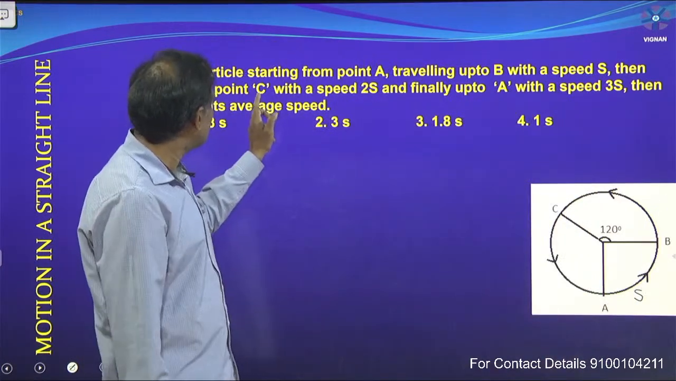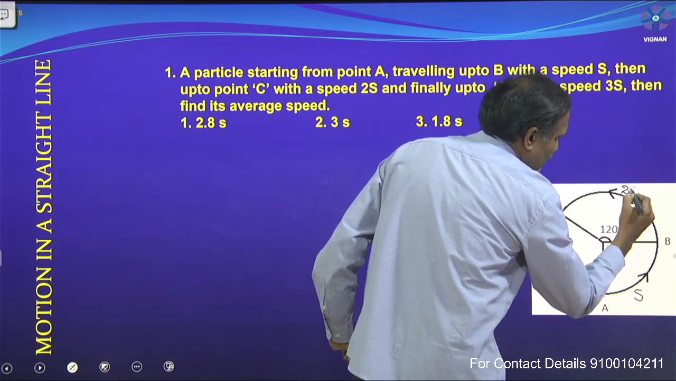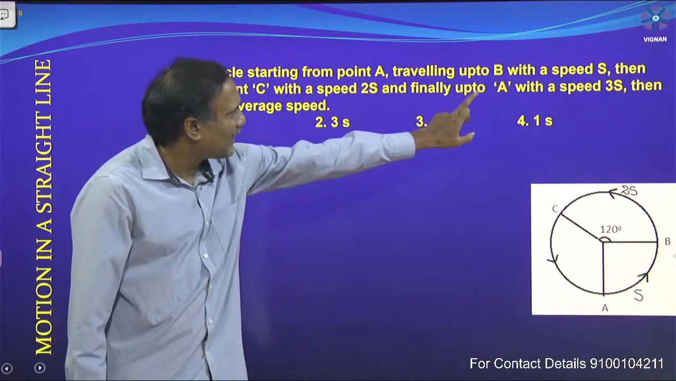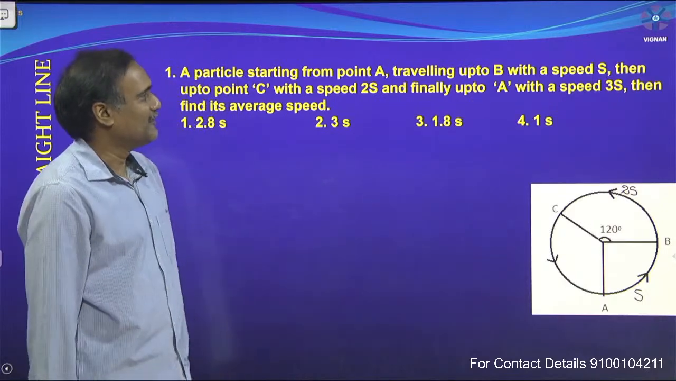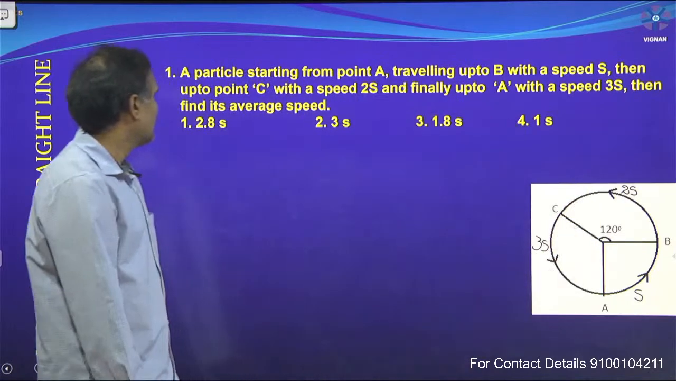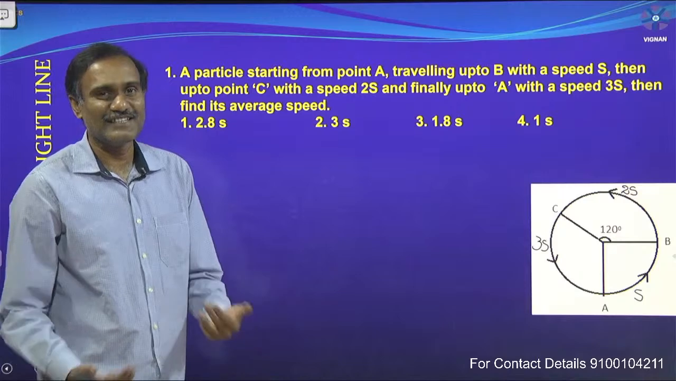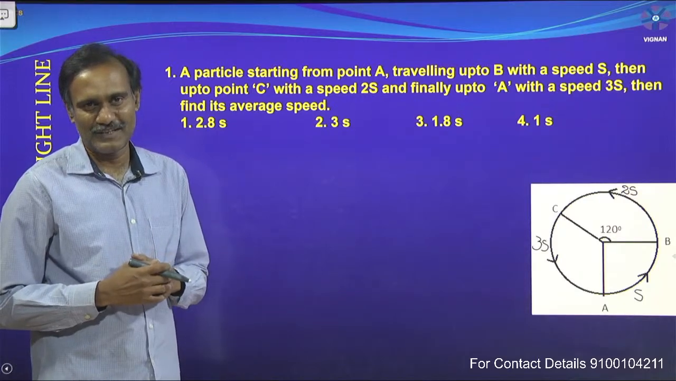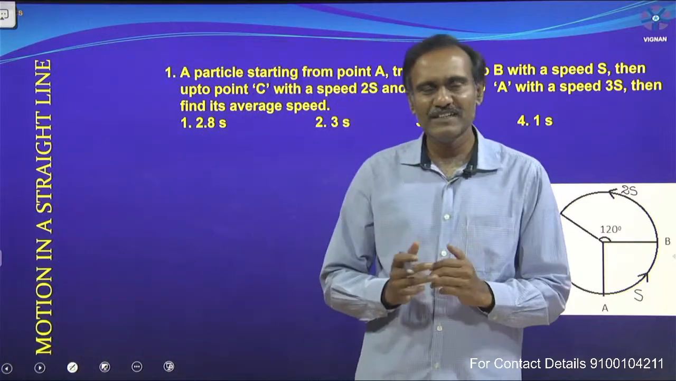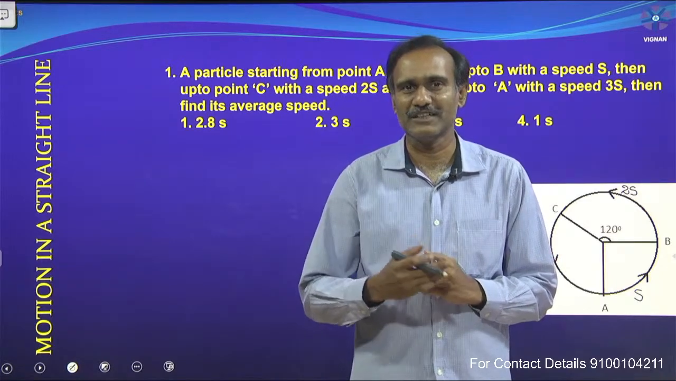Then up to point C with a speed 2s. From B to C, its speed is 2s. From C to A, that is finally up to A, with a speed 3s. Here its speed is 3s. Then find its average speed. Now, how to calculate that average speed? Before going to calculate it, what is the definition for it? Total length of the path travelled by the particle divided by total time taken.